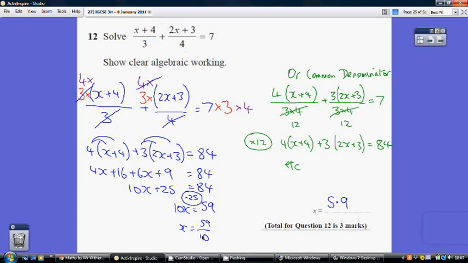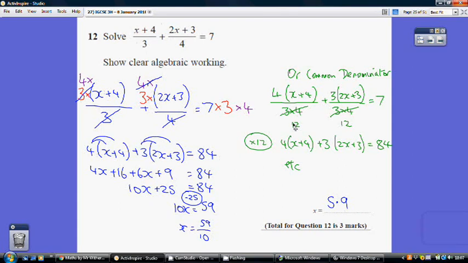We get x being 59 over 10, which is 5.9. Now an alternative way of looking at it is just like when we add fractions. We need to have a common denominator. Our common denominator is going to be 12, so we're going to multiply top and bottom of this first term by 4 and top and bottom of our second term by 3.